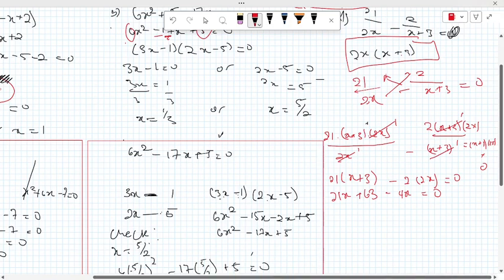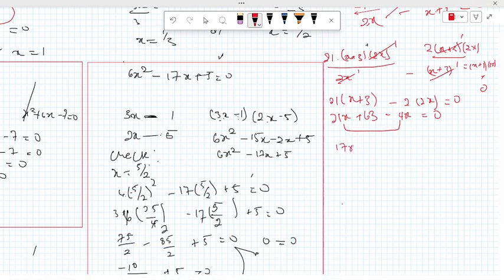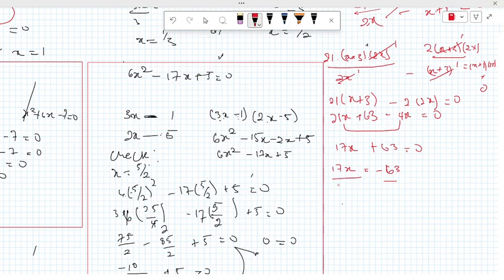So 21 minus 4, because these are like terms, which is 17x plus 63 equals 0. Looking for the value of x, x equals minus 63. So we're going to divide by 17, since we're looking for the value of x. Divide by 17, divide by 17. Therefore x equals minus 63 over 17.